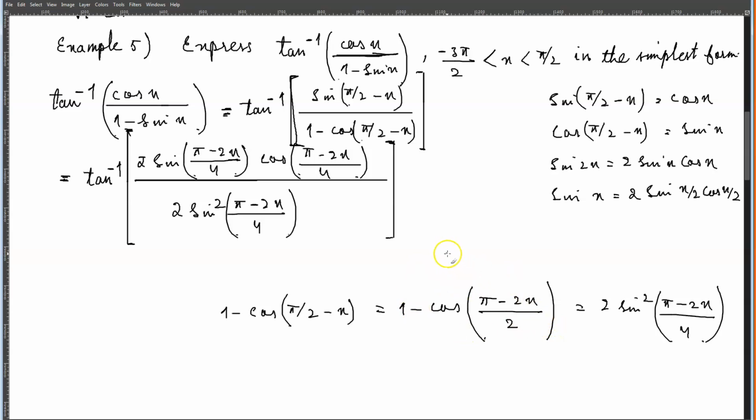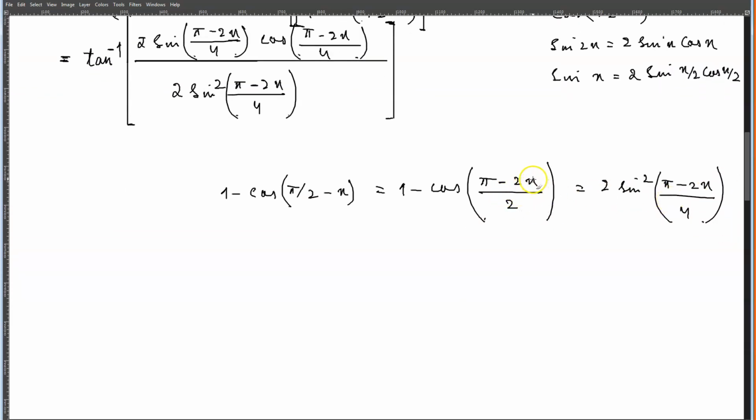Now the way that you can make sense of this is that if I call this whole angle x, this angle becomes x divided by 2, right? That means that 1 minus cos of x is equal to 2 times sine squared x divided by 2.